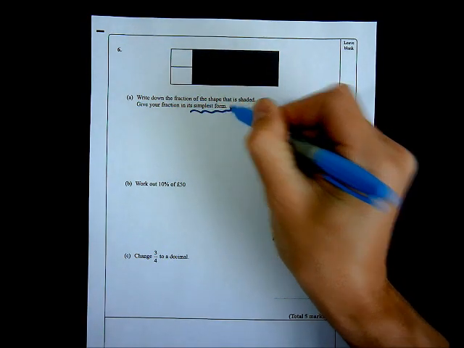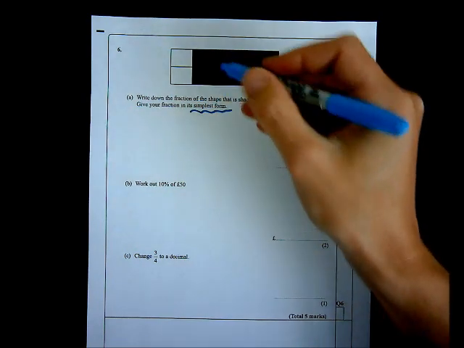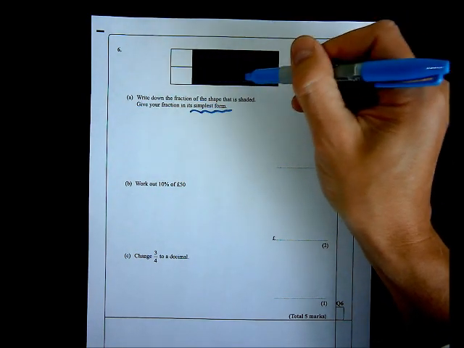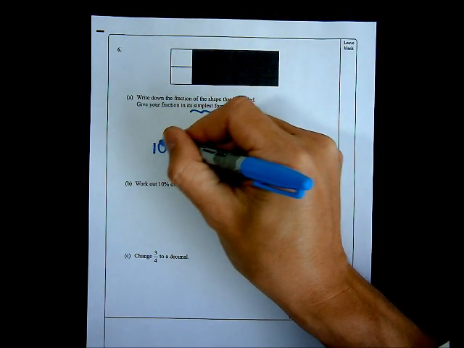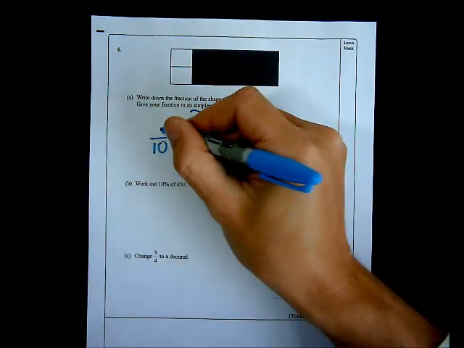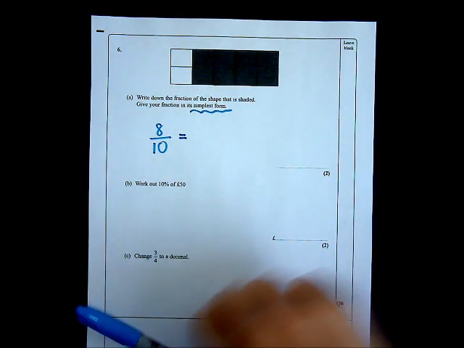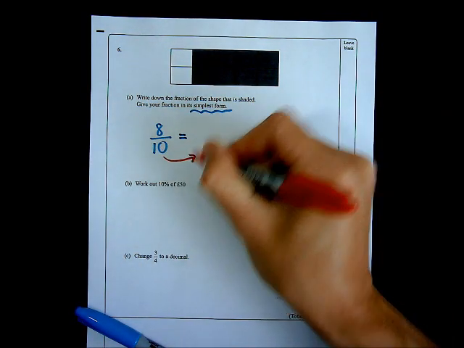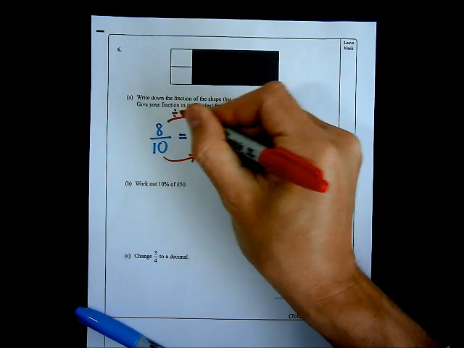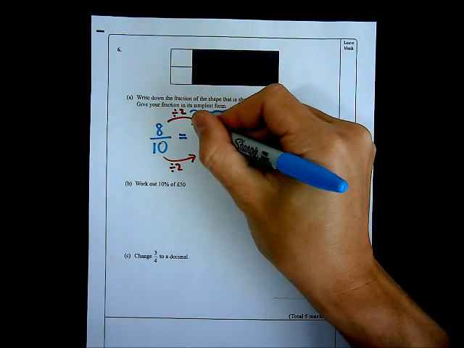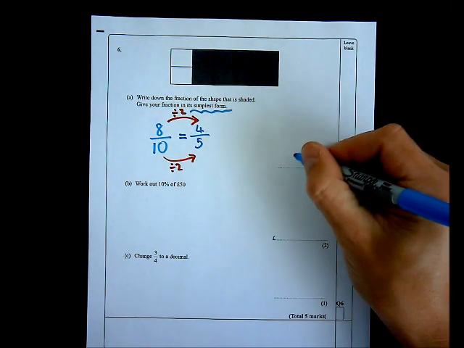Question 6, I'm asked to write down the fraction of the shape that is shaded, and then I'm asked to give it in the simplest form. So I can see that there are 1, 2, 3, 4, 5, 6, 7, 8, 9, 10 small squares in that rectangle, and 8 of them are shaded in. Now I need to simplify, so I'm trying to find a number that will divide into both 8 and 10, so I can simplify my fraction down, and that number is going to be 2. If I divide both those numbers by 2, I get 4 fifths.